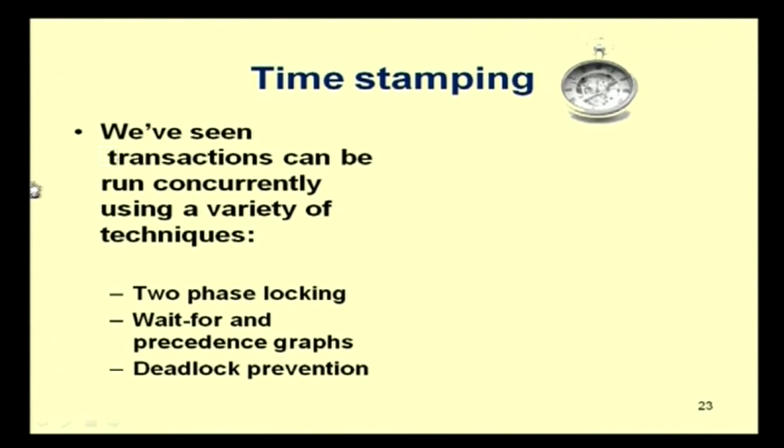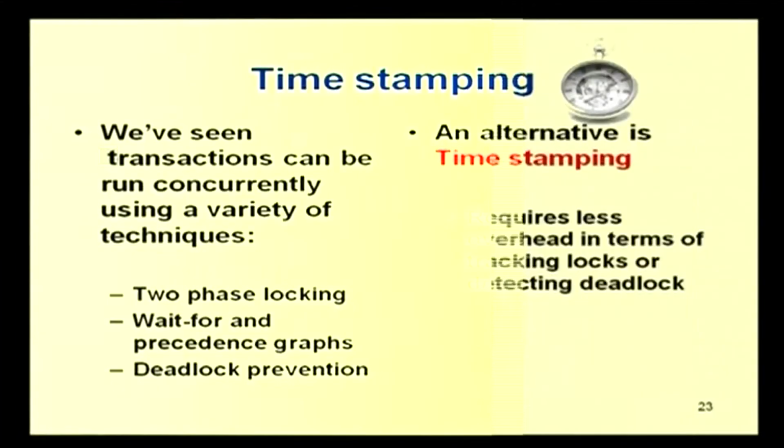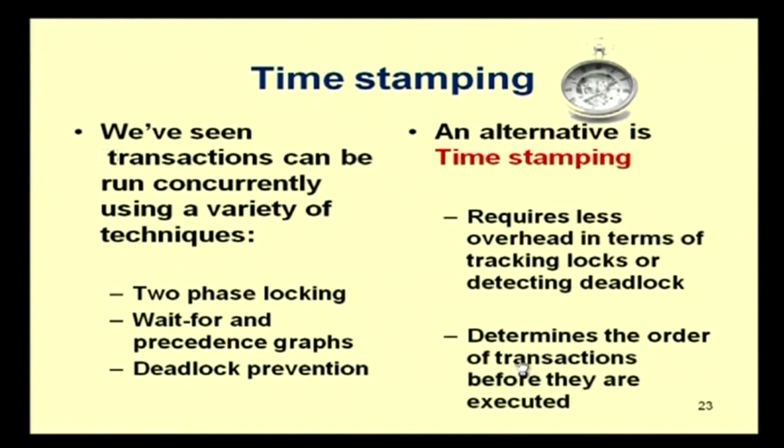So, we go to the next topic, which is called timestamping. How do we do this? We have seen transactions can be run concurrently using a variety of techniques. One is two-phase locking, one is wait-for and precedence graphs, and then deadlock detection. An alternative to all these techniques is what is called timestamping. This requires less overhead in terms of tracking locks or detecting deadlock, and determines the order of transactions even before they are executed. So, you have a method of detecting which comes before which.